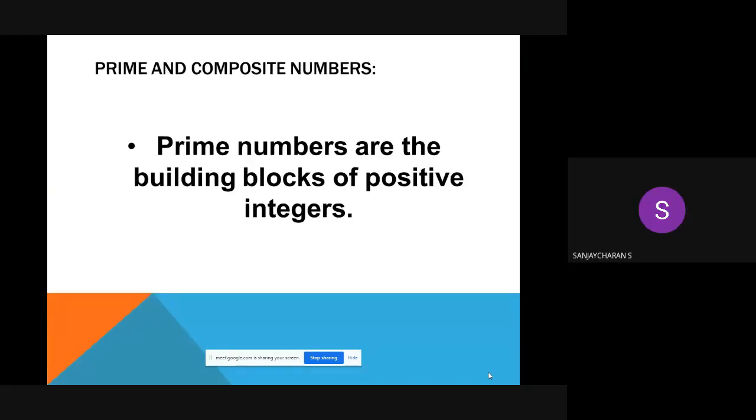Numbers which don't have any factors other than 1 and itself. Okay, give some examples. For example, 2, which is the even prime number. And other examples are 5 or 7. These are all odd prime numbers.